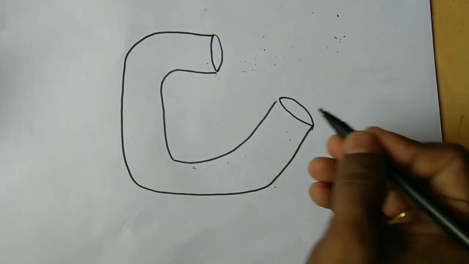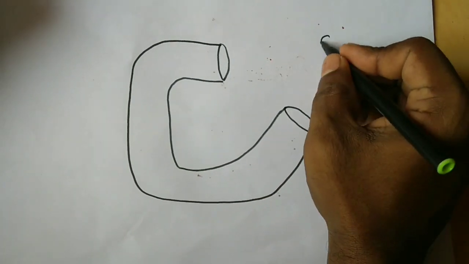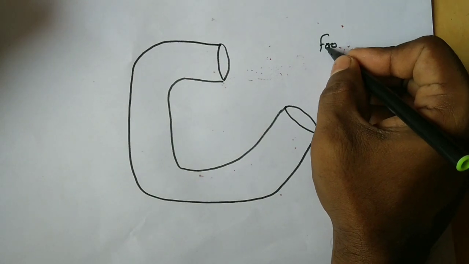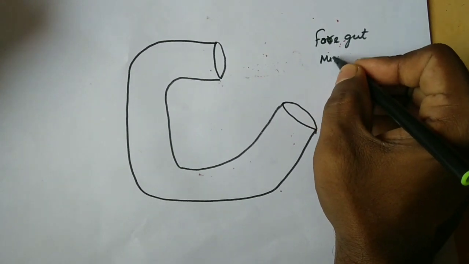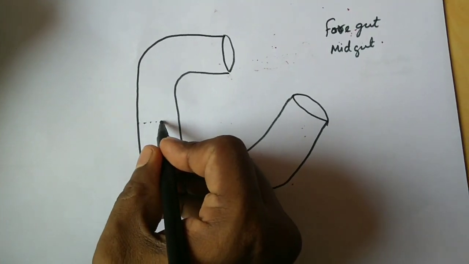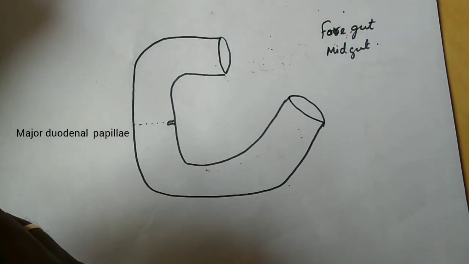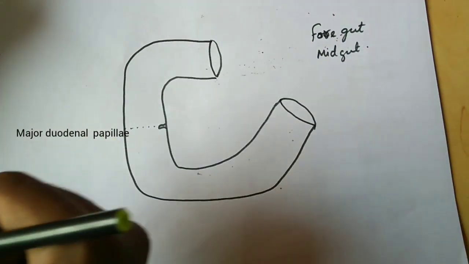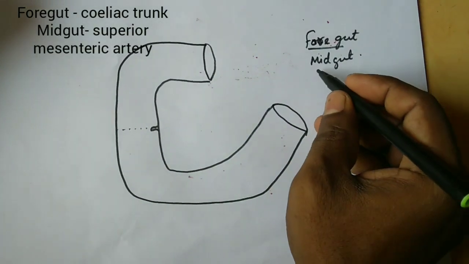So the duodenum develops from two sources. One is from the foregut and the other one is from the midgut. This is the level where you have the major duodenal papillae. The part superior to it is derived from foregut. The part inferior to it is derived from midgut.